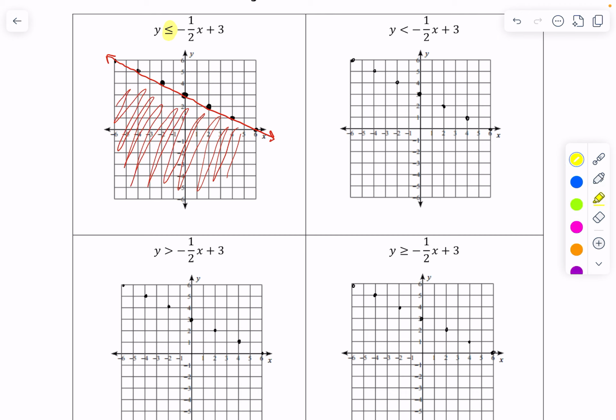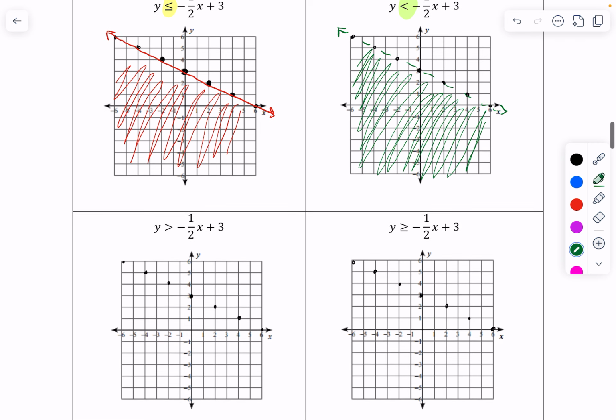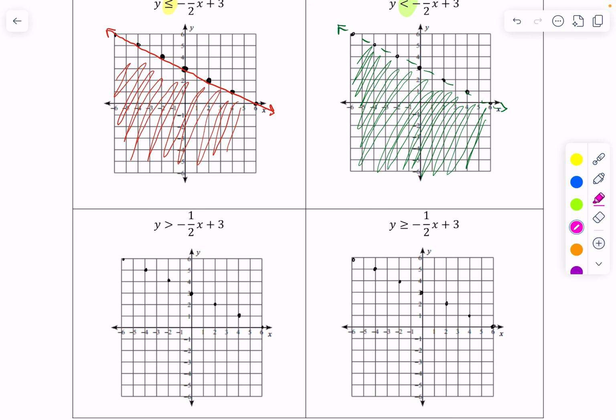The next one is just a less than sign. So I'm going to go ahead and connect that with a dotted line, a dashed line. And I'm shading below still because it is a less than symbol. The only difference between those two is I make one dashed, one solid. Okay. The next two, now my symbol is just a greater than sign, and it doesn't have an equal to it. So I'm going to go ahead and make that dashed. And now it's greater than, so I'm going to shade above.